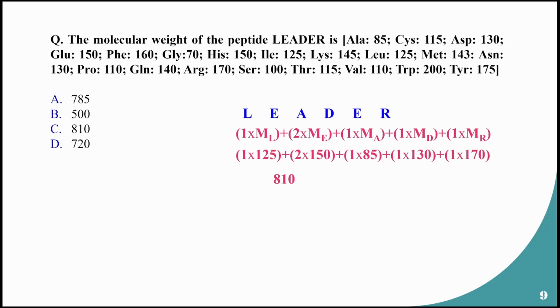Yes, exactly. So when forming the peptide chains, between two amino acids, when the peptide bond is formed, one water molecule is removed, right? So in this case, if the total number of amino acids is n, you have to subtract n minus 1 times the molecular weight of water, and then you will get the value of 720 for the molecular weight of this particular peptide sequence.